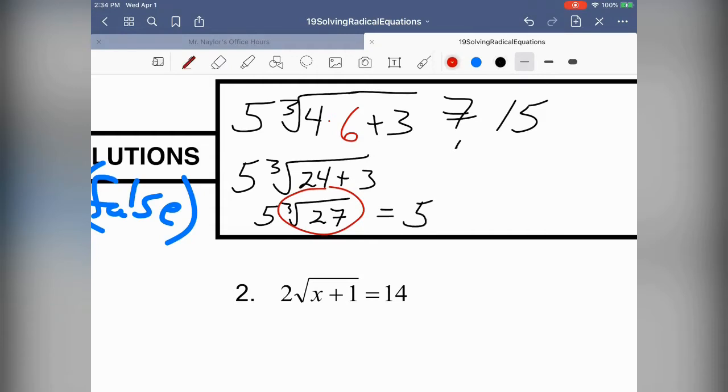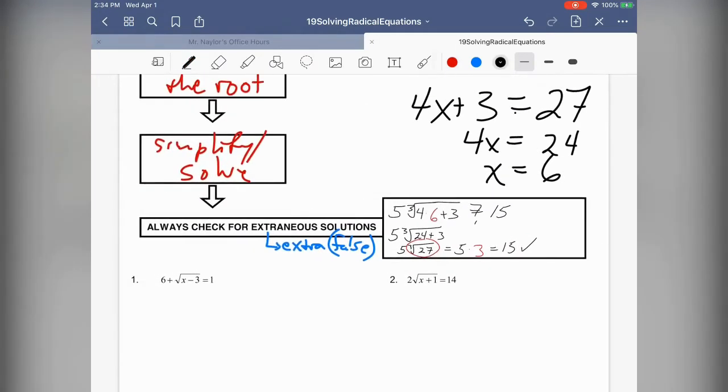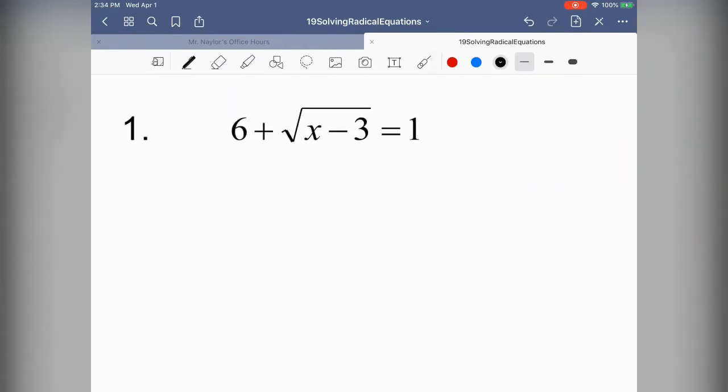And it has to multiply 3 times. And of course, that would be the number 3. So it turns out that we do equal 15. So that means that x equals 6 is the solution. It's not extraneous.